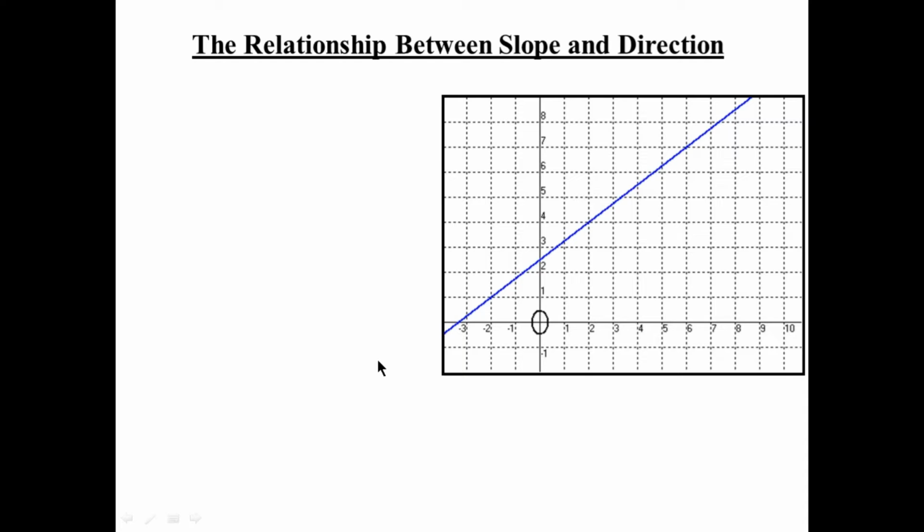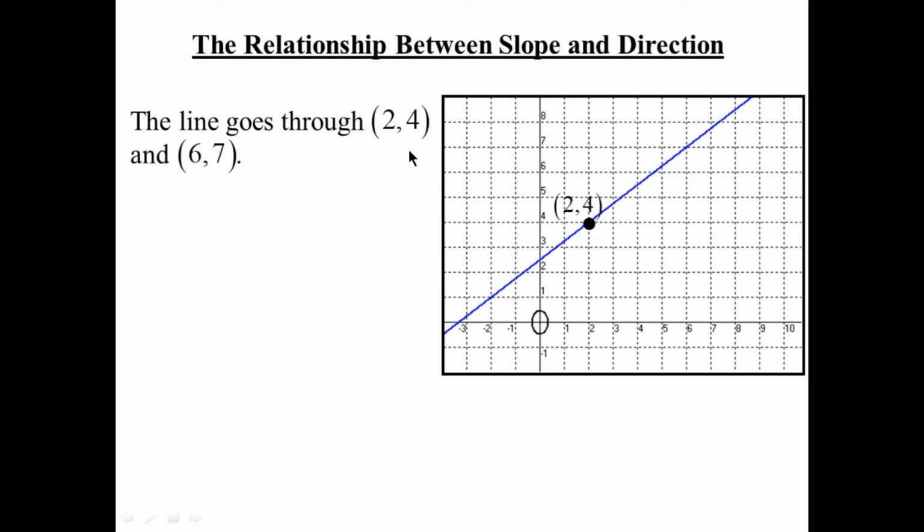Relationship between slope and direction. This line, this blue line, goes through, fairly obviously, point (2,4) and point (6,7). Its direction vector is (4,3). This vector is (4,3). So the direction of the line is (4,3).